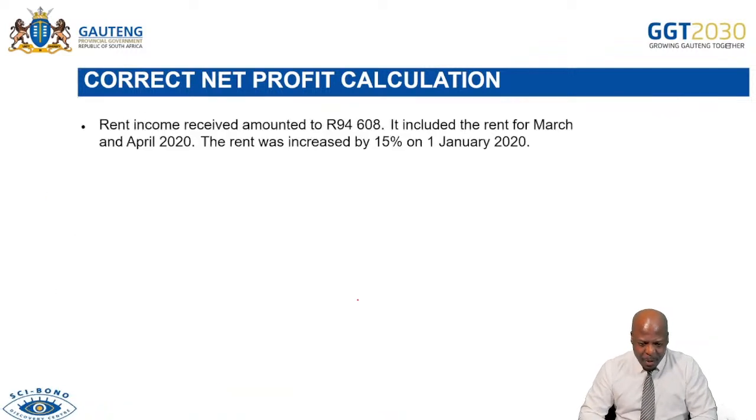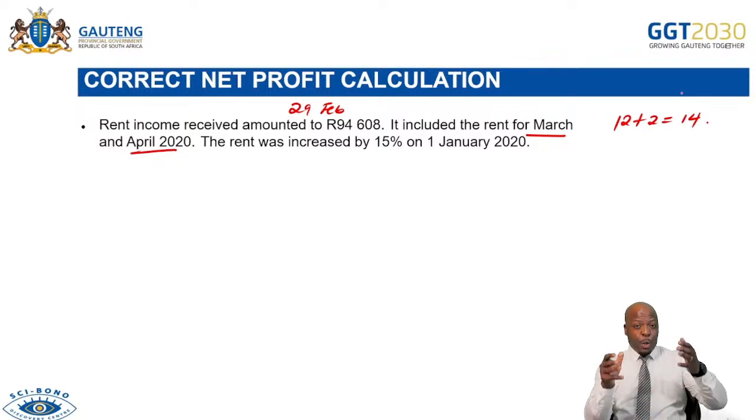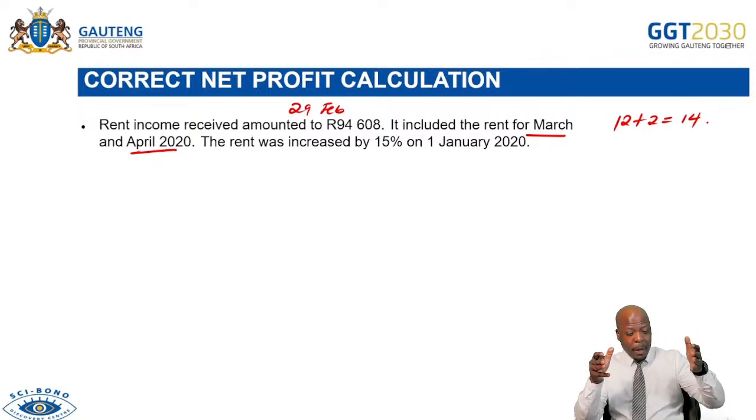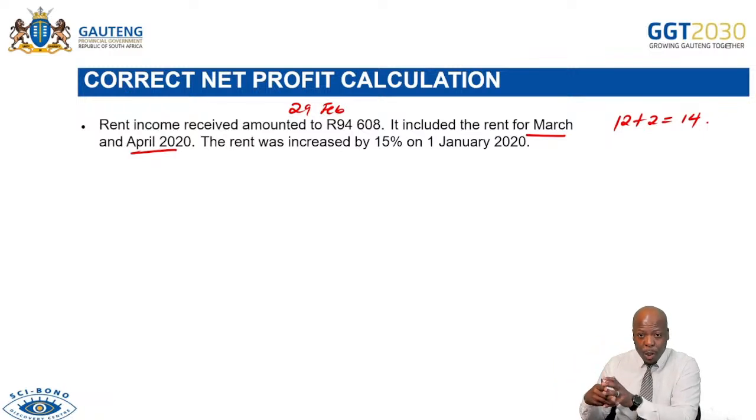All right. The next one then reads, rent income received amounted to 94,608. It included rent for March and April. Okay, we know that our financial year is ending on 29 Feb. So we have received rent for March and April. That means instead of 12 months, we have 2 more months. So we are dealing with 14 months here. 12 months, the normal financial period. But we are told rent also includes March and April, 2 extra months. So in total, we're dealing with 14 months.